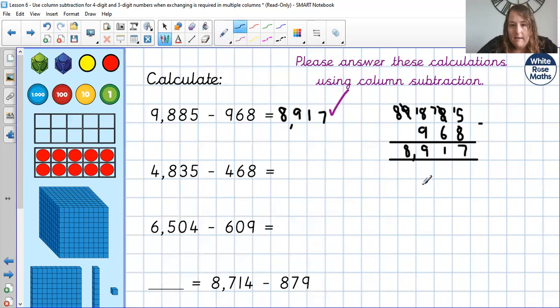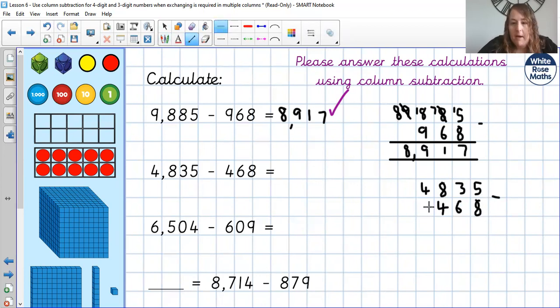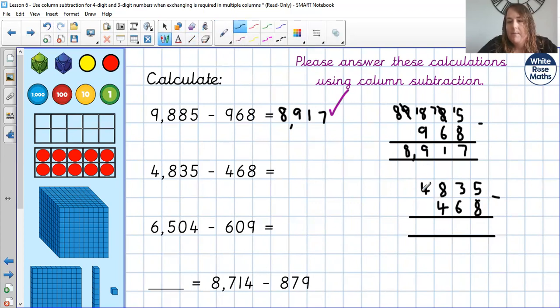Okay, next one then, 4,835, and we are subtracting 468. And again, I'm going to get my ruler line for my equals, but I've made sure again that I've lined up the ones with the ones, the tens with the tens, and the hundreds with the hundreds, and then that 1,000 is just by itself. Okay, 5 take away 8.